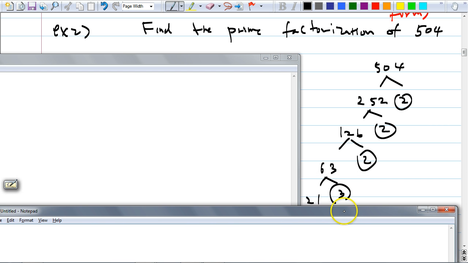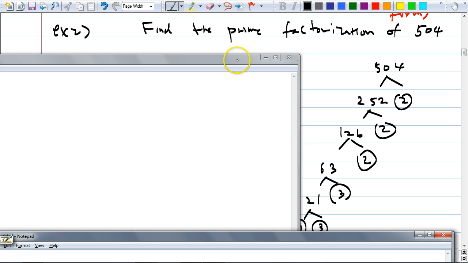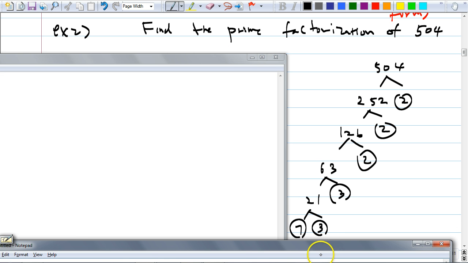21. And again, I didn't circle 21, because if you add the digits, 2 plus 1, it's 3. So I know that 3 has to go into 21. How many times, guys? 7. And you know that 7 is a prime. So I stop right there. You see how I circle all my leaves?